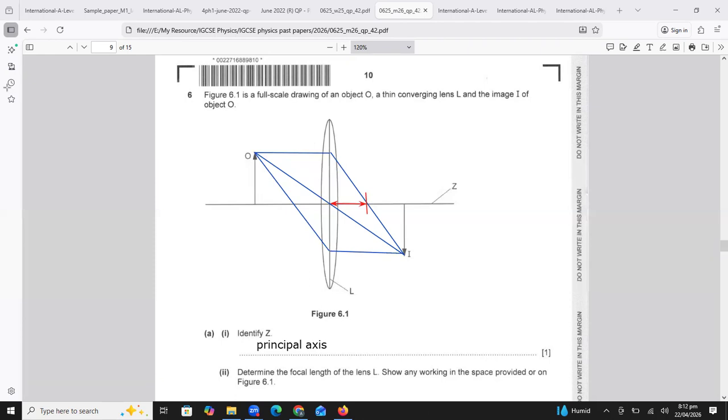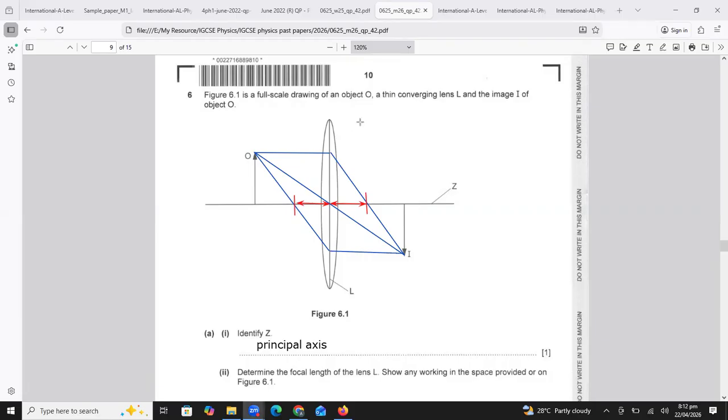And let me tell you one thing, students, the focal point on either side of the lens is at the same distance. These two points are at the same distance, so you can measure any of the lengths with the help of the meter rule. These two distances are telling us the focal length of the lens. Did you understand this question, students?